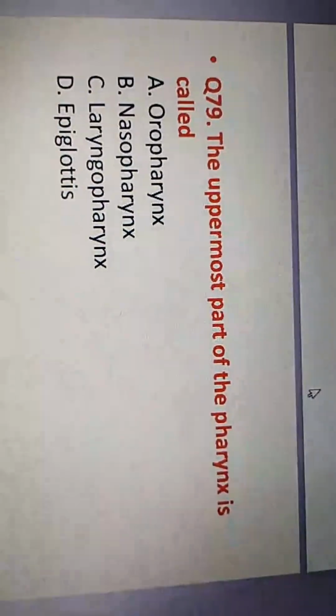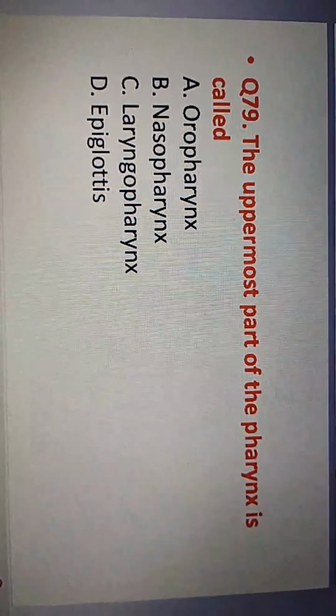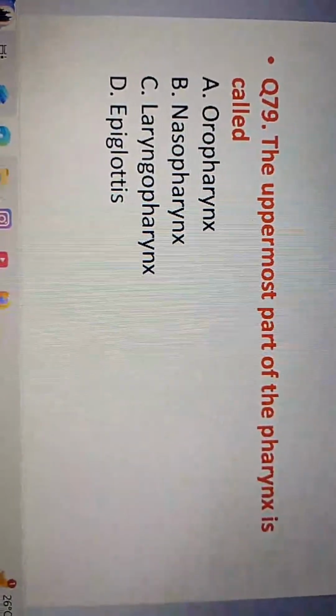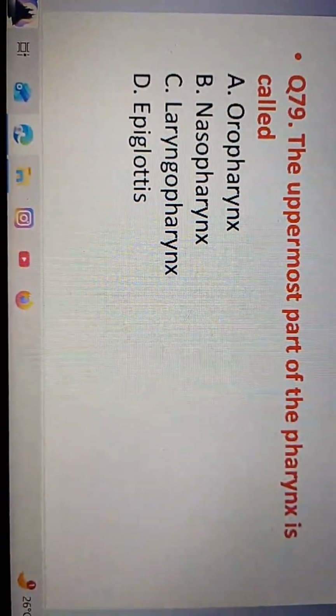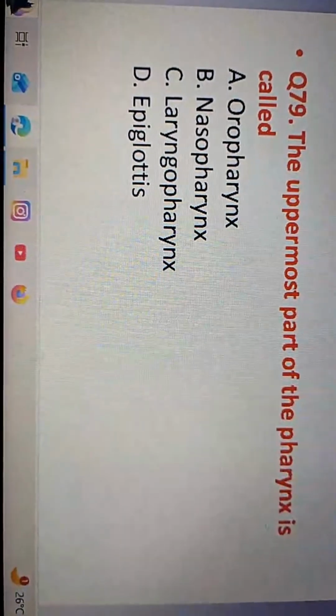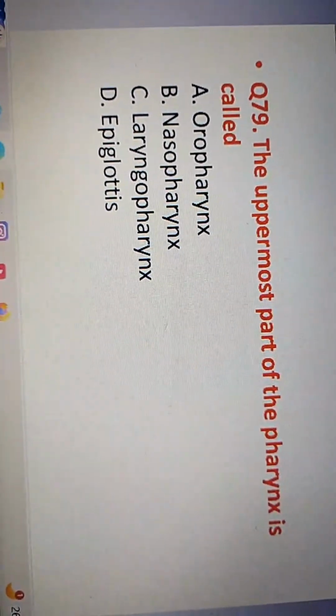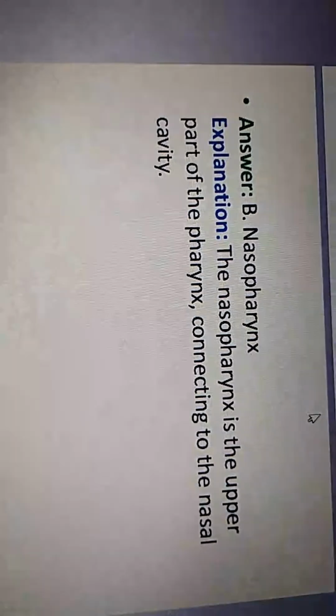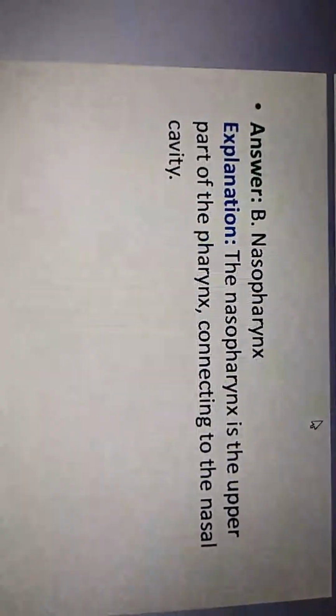The uppermost part of the pharynx is called? Option A, oropharynx; option B, nasopharynx; option C, laryngopharynx; option D, epiglottis. The correct answer is option B, nasopharynx. The nasopharynx is the upper part of the pharynx connecting to the nasal cavity.